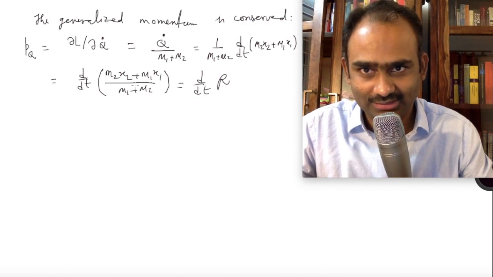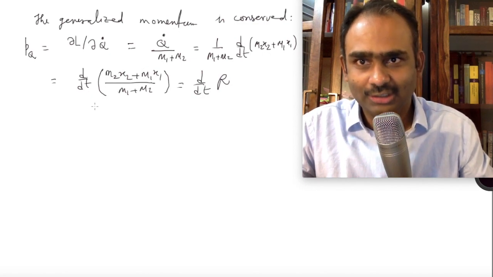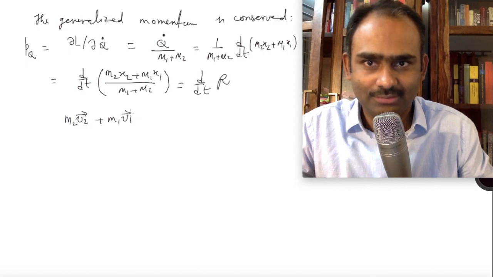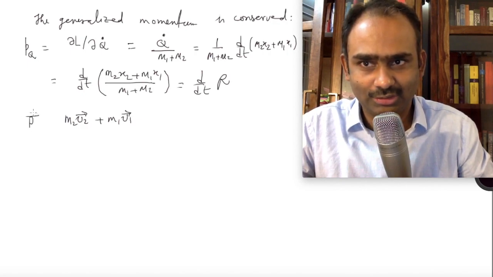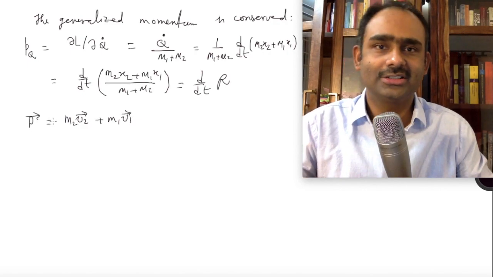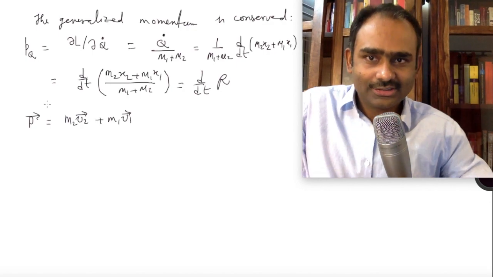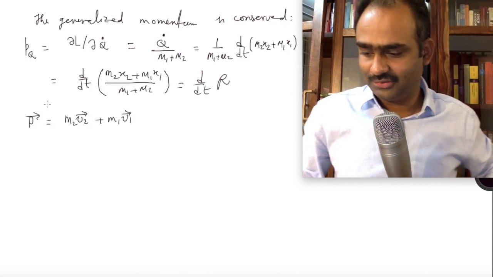If you look at this numerator, it is just m2 v2, which is the momentum of particle number 2, plus m1 v1, the momentum of particle number 1, and that's the total momentum of your system, which is conserved because the total time derivative of this is 0. And this conservation law you have got because of the symmetry which we have in the system.